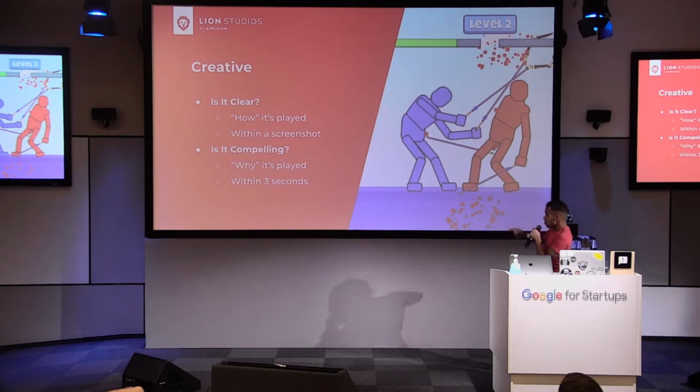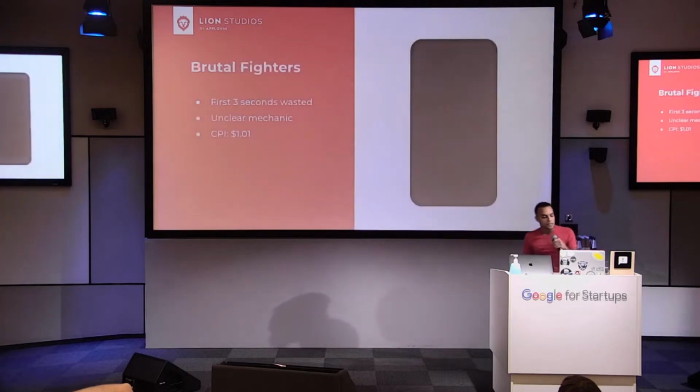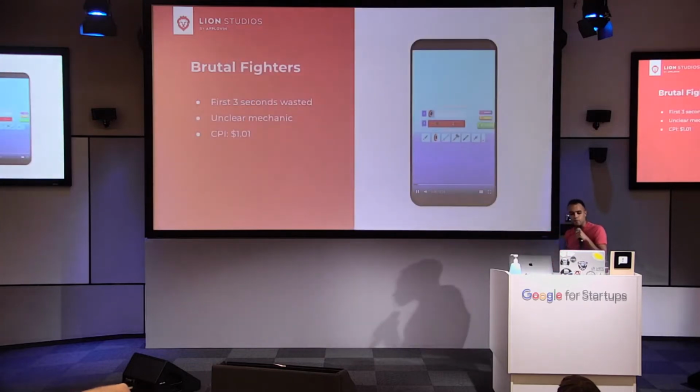For the second parameter, the compellingness, it's regarding why it is played. And here the why means the objective of the player. It can be a long-term, short-term, or mid-term objective, but it has to be displayed in some way. Also, within the first 3 seconds, we should encapsulate all of this because the first 3 seconds are the most important ones for a creative. Otherwise, we don't catch the user's attention, and you all know that's bad. So let's take a look at this creative here for Brutal Fighter.